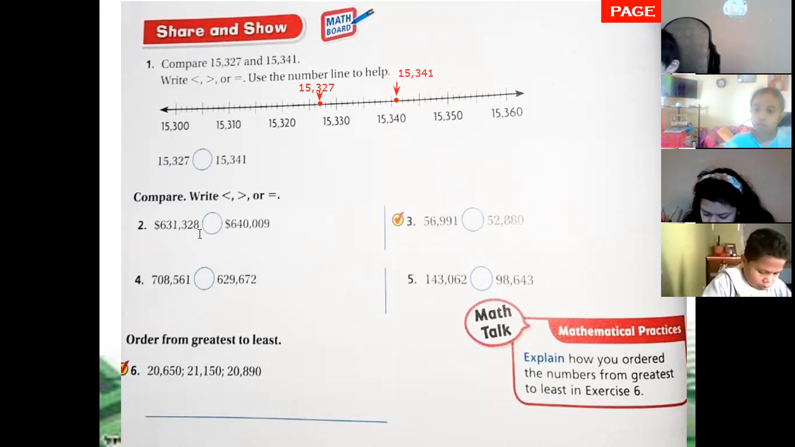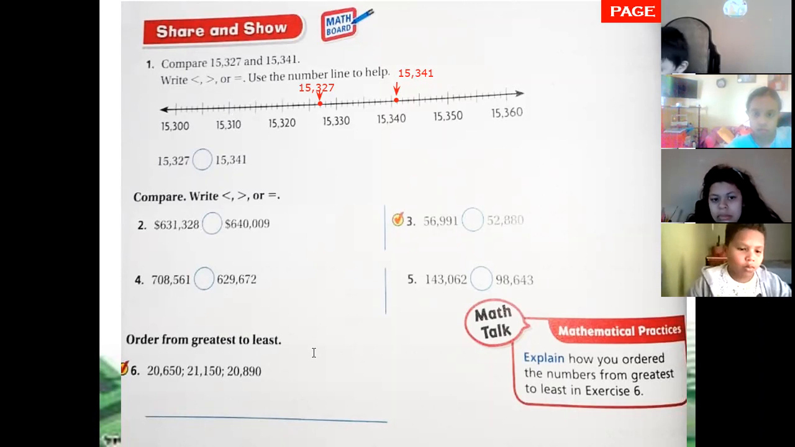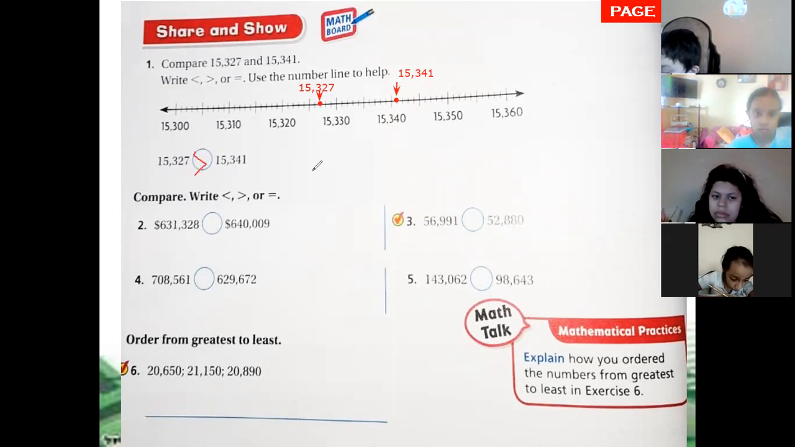What is that relationship, class? 15,327 is less than or greater than? Greater. This number is greater than? Greater than? Greater than?